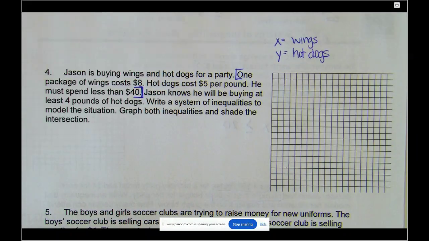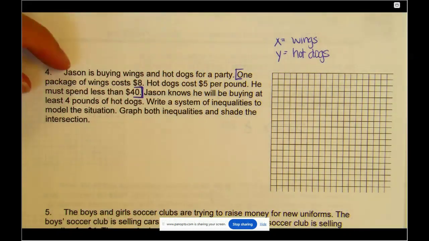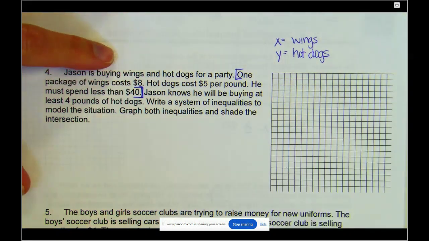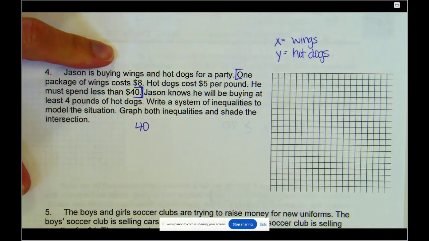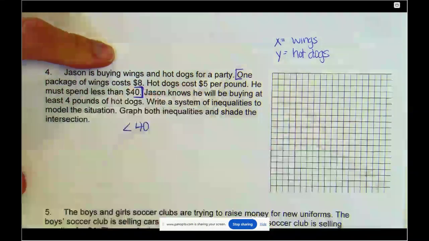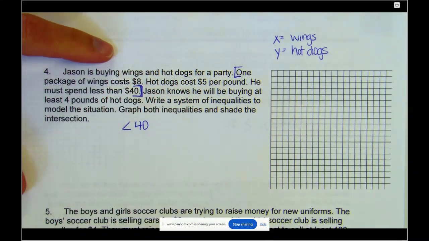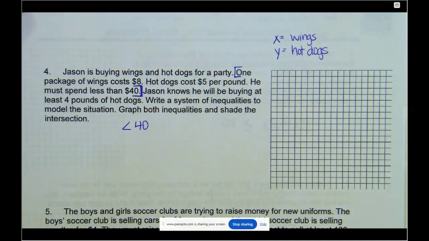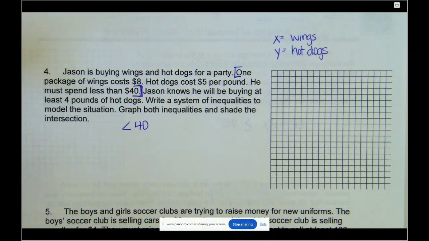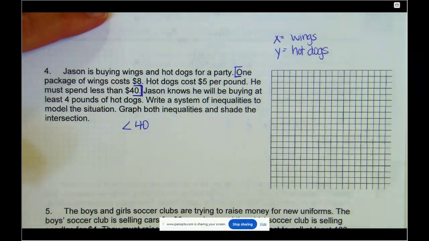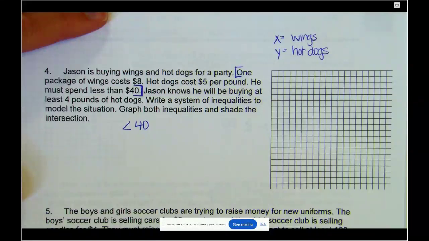Okay, so what do we got? What goes in the total spot? 40. And it says he has to spend less than 40. That's so easy because it's literally less than. It's not equal to because it doesn't say up to 40. It says less than 40. So not $40. Somebody's going to be upset at him if he spends 40. He could spend $39.99 though, which is goofy.